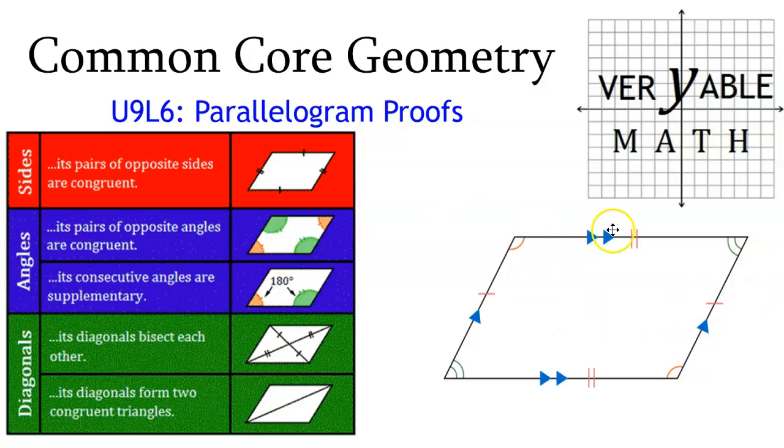This diagram is an example of many of those properties, but not all. And this table here shows you a summary of all those properties. It talks about the sides, talks about the angles, and the diagonals. Let's take a look at the learning target here.